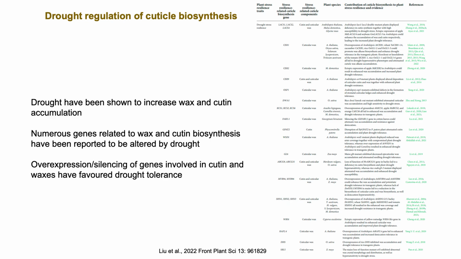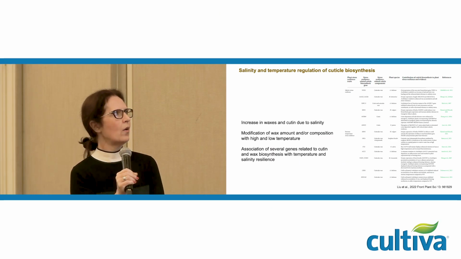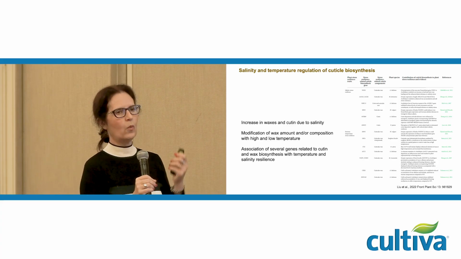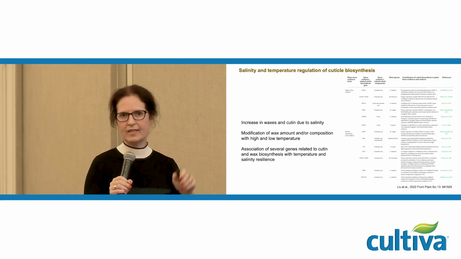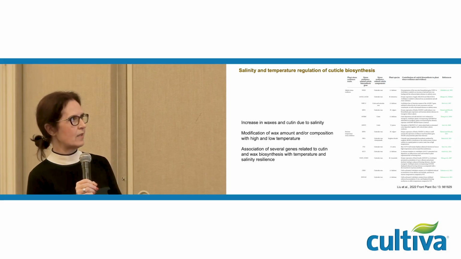Again, there is a fair number of genes involved in the synthesis of the cuticle that have been identified to be modified by drought. And what happens with salinity? Another important topic. Well, it happens the same. When plants are subjected to an increase in salt, they increase the amount and specifically the type of waxes that prevent water loss. Also, there are some reports suggesting that cutin can also be increased.